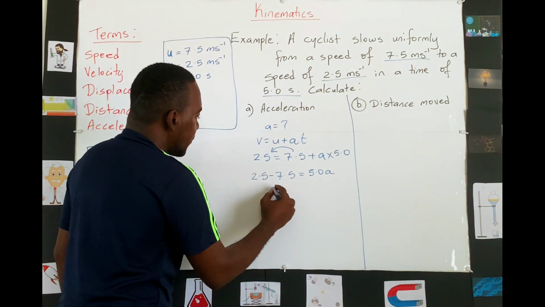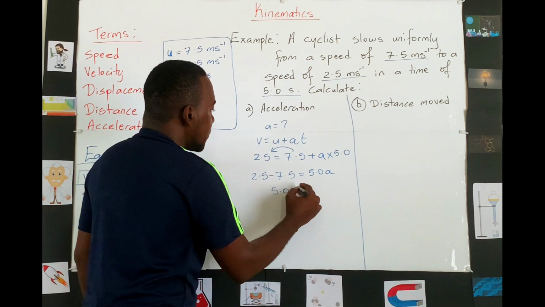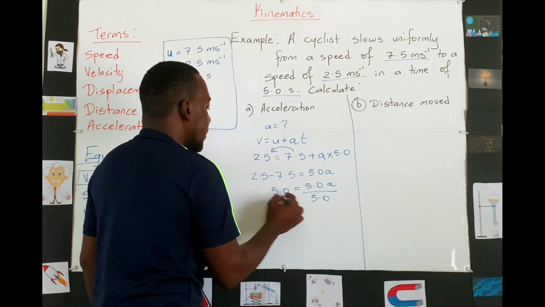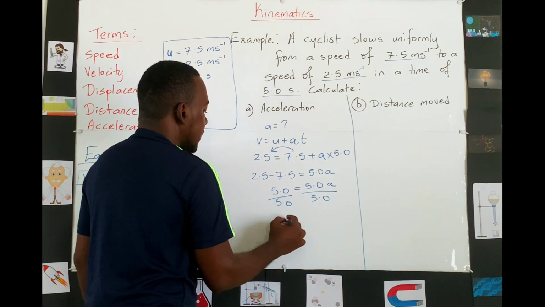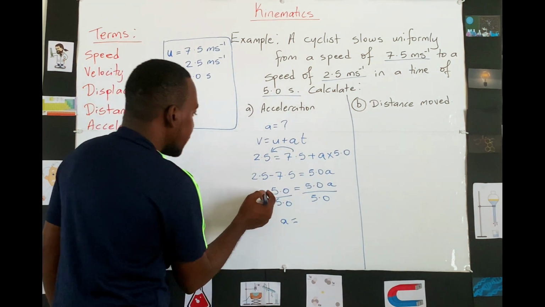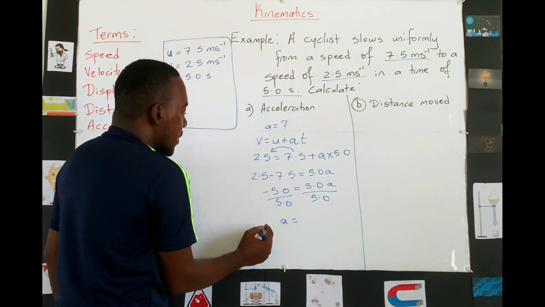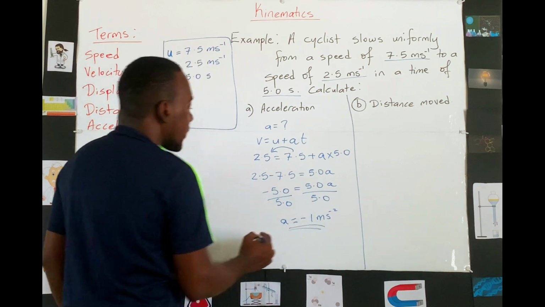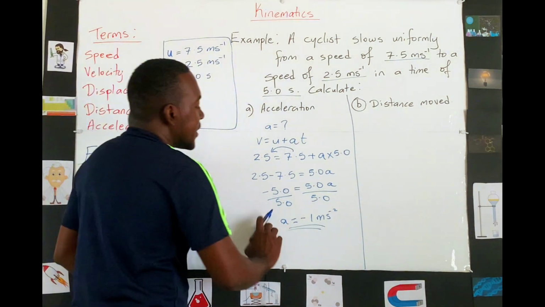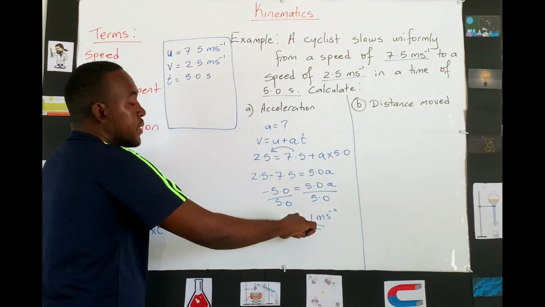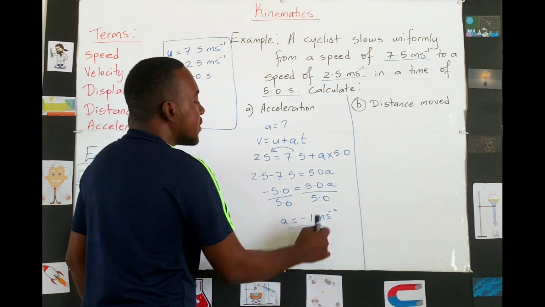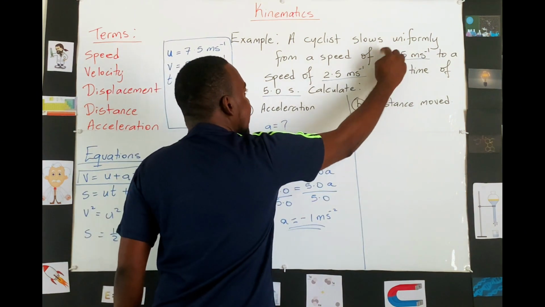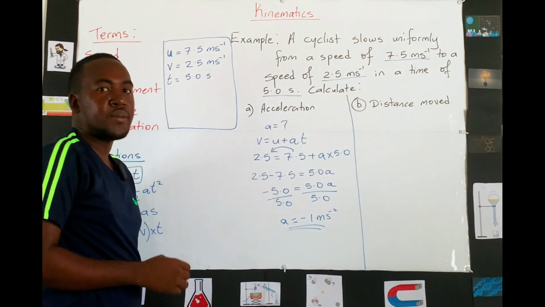Minus this, we get negative 5.0 equals 5.0A. Divide both sides by 5.0. And hence the acceleration here is negative 1 meters per second squared. So this cyclist was decelerating because it's a negative value of 1 meters per second squared. We know it's decelerating as well because it was at a higher speed and it came to a lower speed.